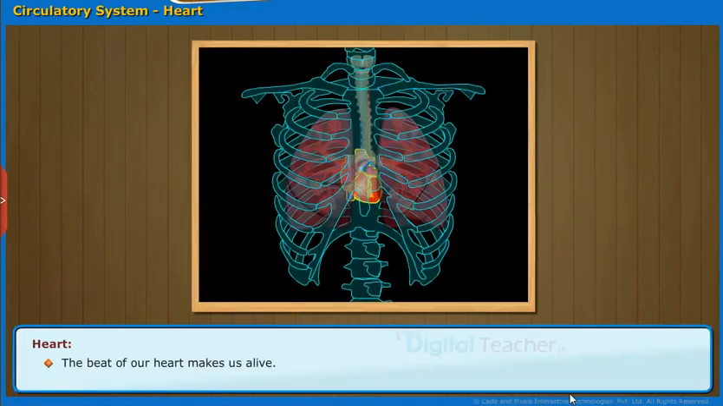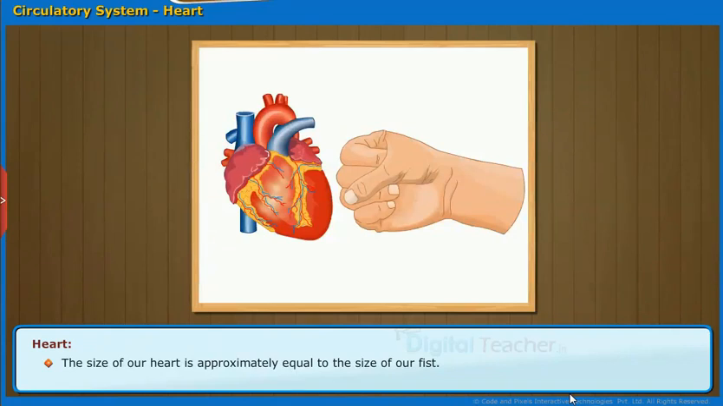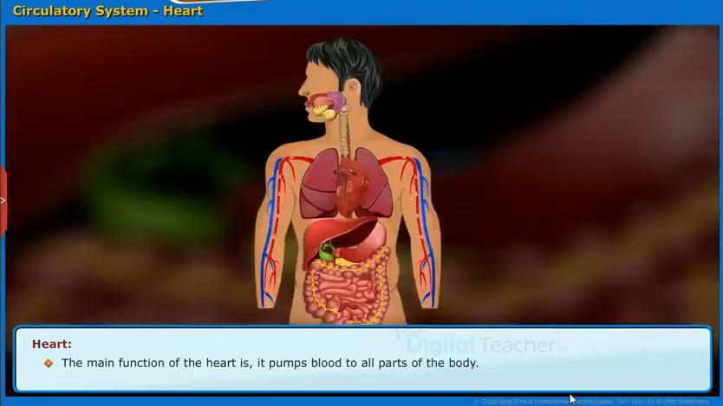Next, let us study about the functions of our heart. The beat of our heart makes us alive. The heart is located between two lungs protected by a ribcage. The size of our heart is approximately equal to the size of our fist. The main functions of the heart is it pumps blood to all parts of the body.